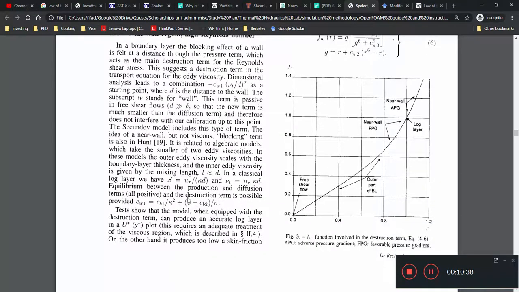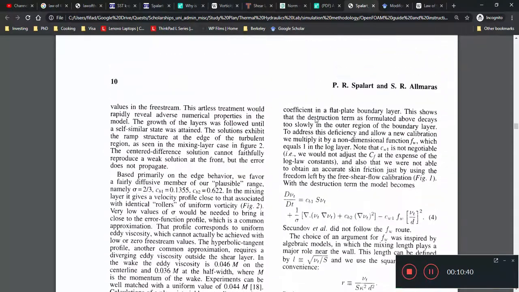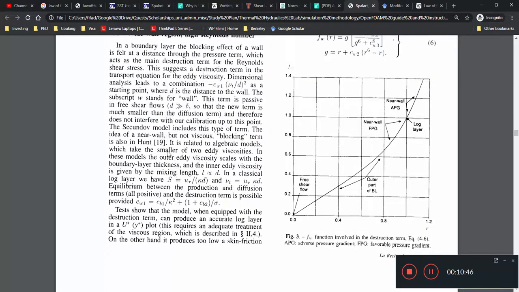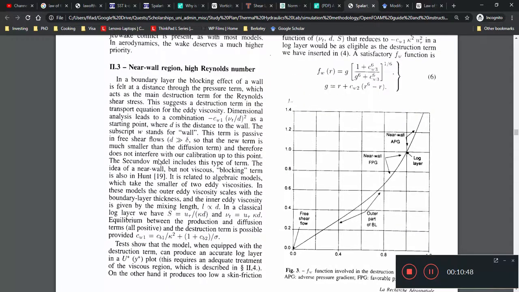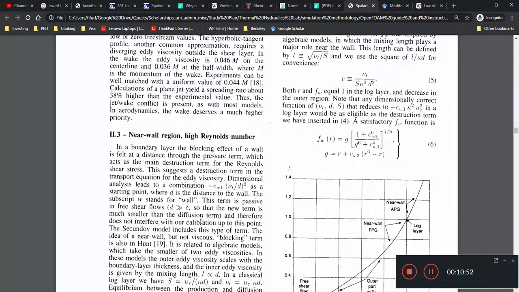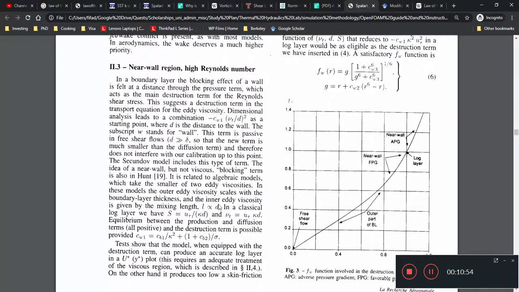In the paper here, it says that after a lot of testing, it shows that it does pretty good. Testing shows that the model, when equipped with the destruction term, can produce an accurate log layer in a U plus Y plus plot.